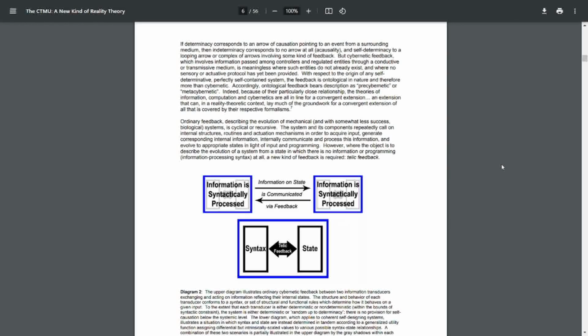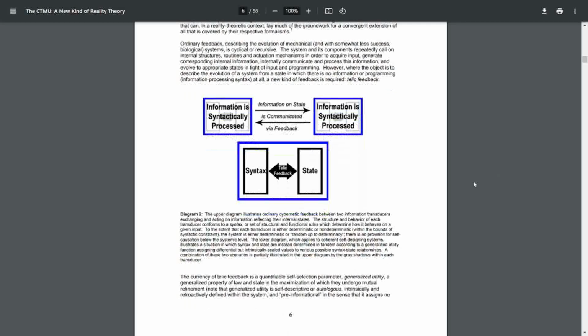However, where the object is to describe the evolution of a system from a state in which there is no information or programming, no information processing syntax at all, a new kind of feedback is required, telic feedback. So I'm assuming this is getting at, with nothing external to drive feedback, you'll need something that is self-contained, some kind of self-feedback. So we have a bit of a diagram. Let's go ahead and actually read the diagram before we just try to interpret it.